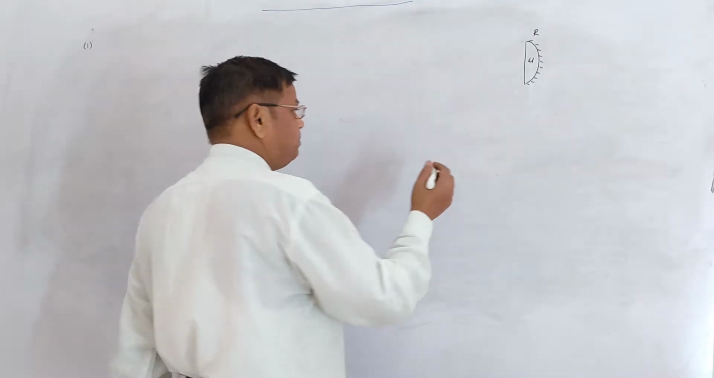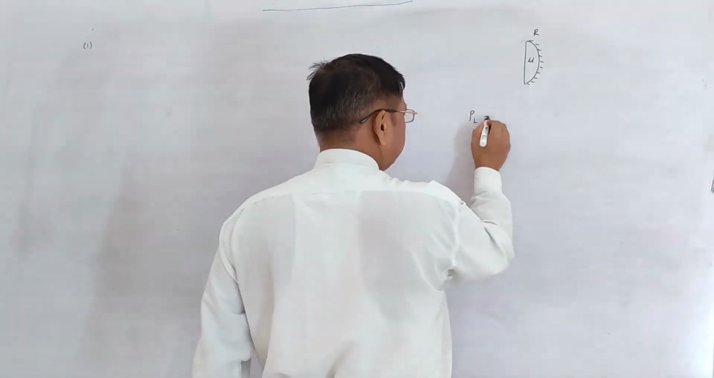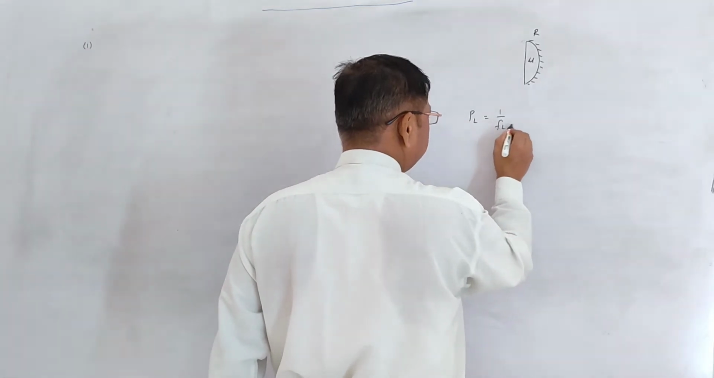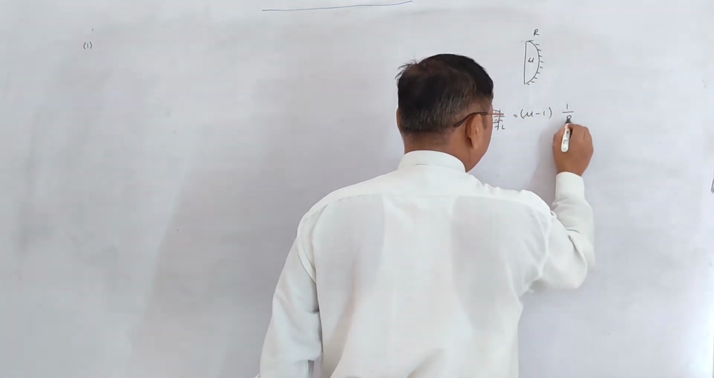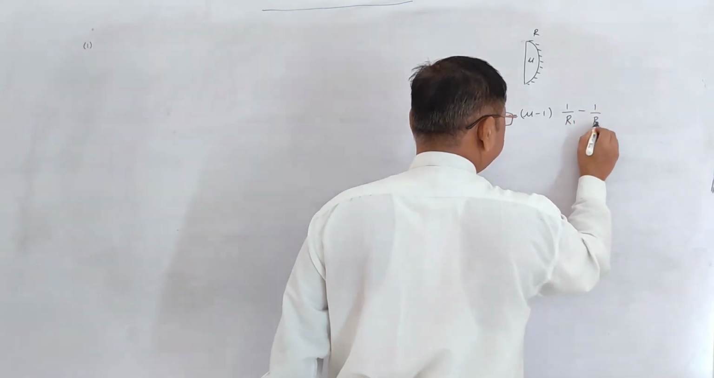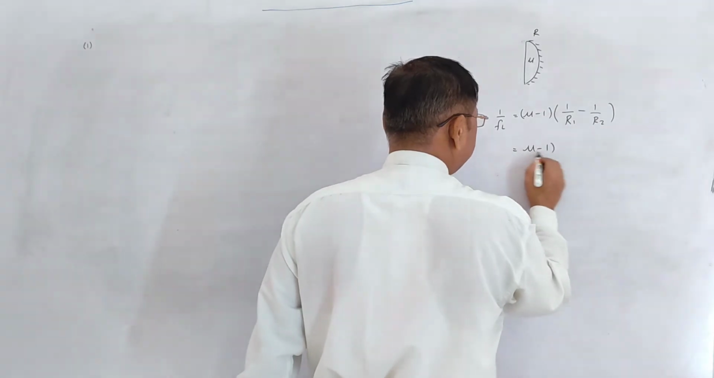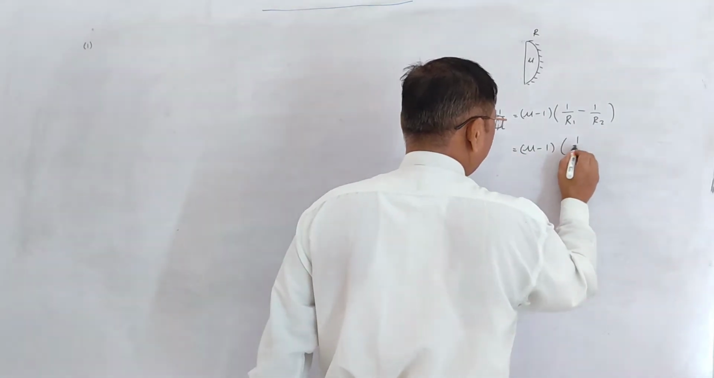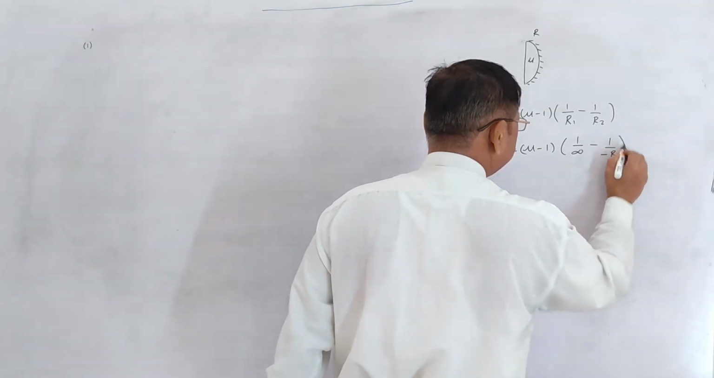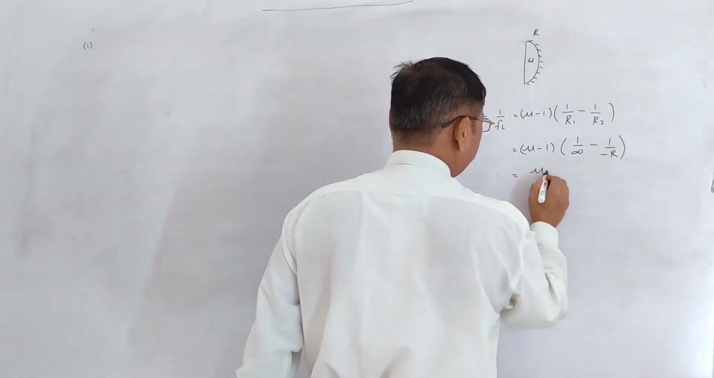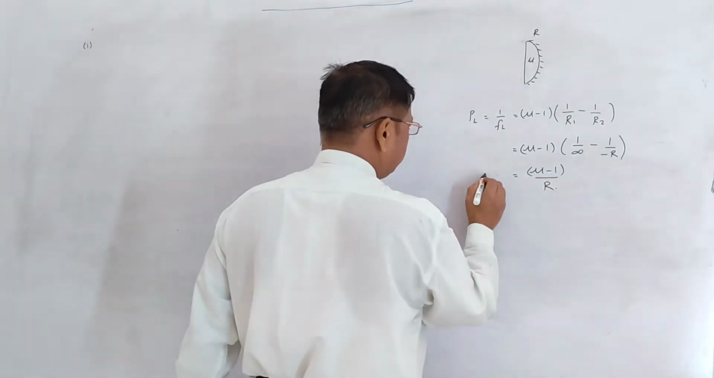So let us see. The power of the lens is 1 by the focal length of the lens, that is (mu minus 1) times (1 upon r1 minus 1 upon r2), so (mu minus 1) times (1 upon infinity minus 1 upon minus r), so it is (mu minus 1) divided by r. So this is the power of the lens.